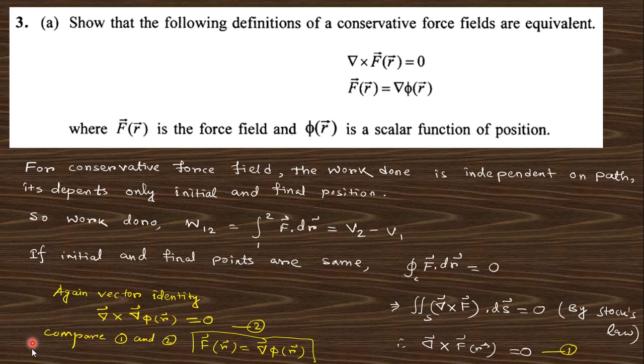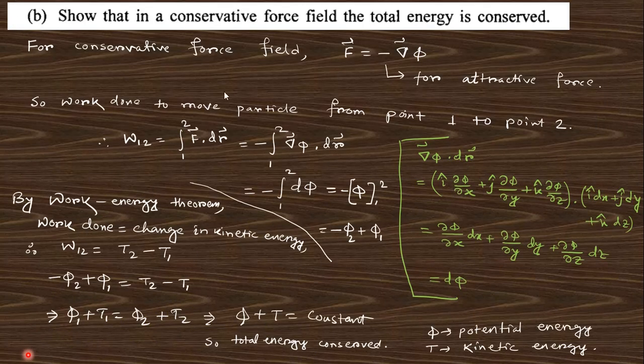Go to the next question. Show that for a conservative force field the total energy is conserved. So you need to prove that the total energy of a conservative force field will be conserved. So for a conservative force field, you know this will be grad phi. You can take minus for an attractive force. So if you take minus, the work done will be like that. F dot dr will be d phi, because grad phi dot dr will give you d phi equal to this, and dr will be this.